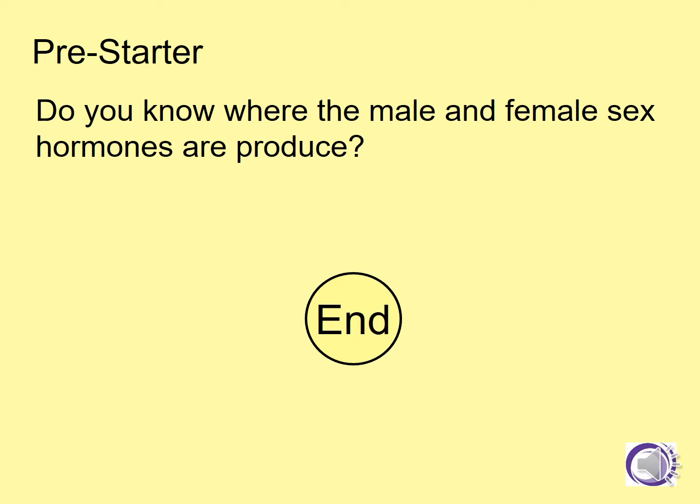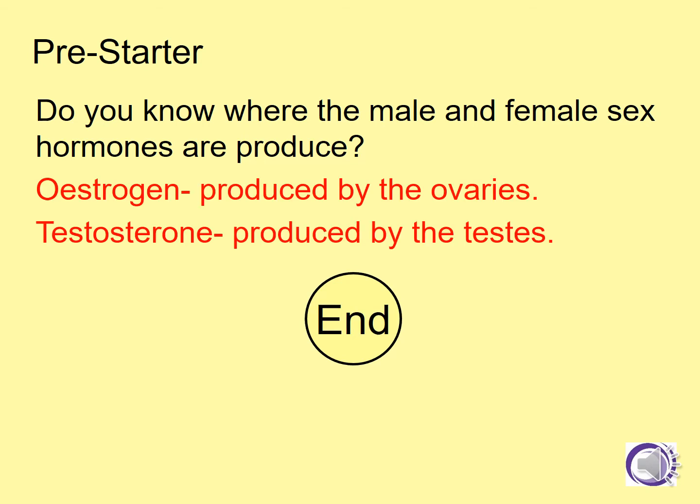As the music dies away, let's have a look at the answers. First of all, estrogen is the female sex hormone that is produced by the ovaries, and testosterone is the male sex hormone that's produced by the testes.